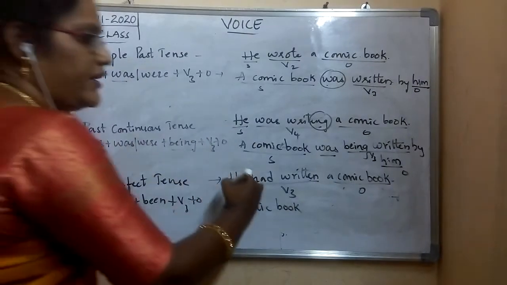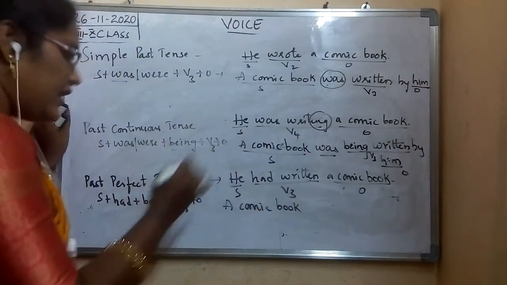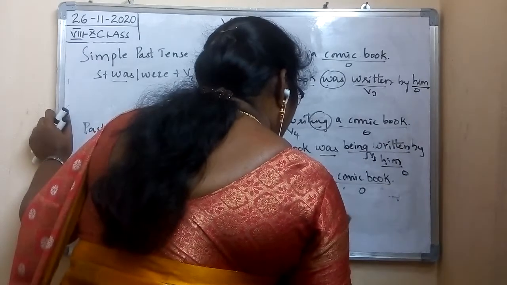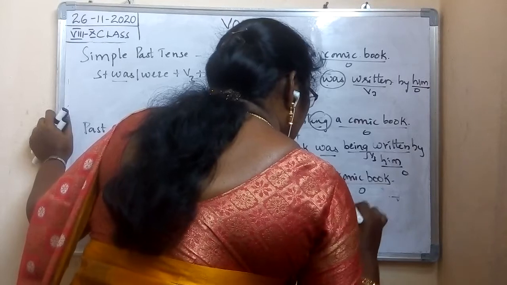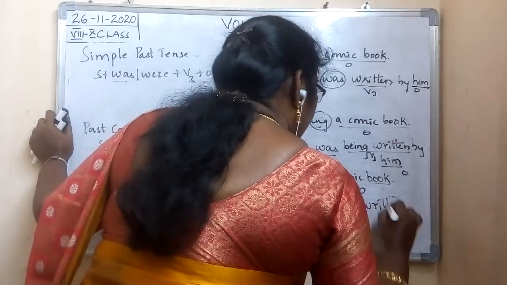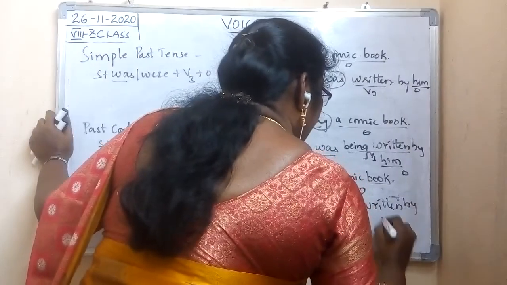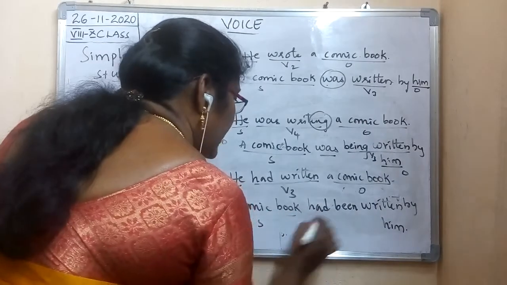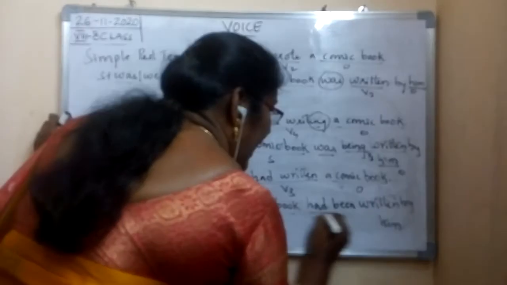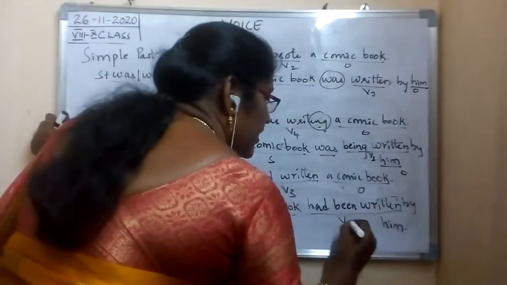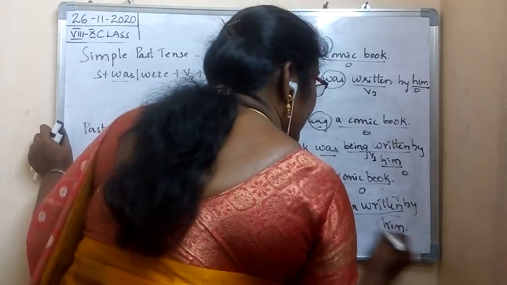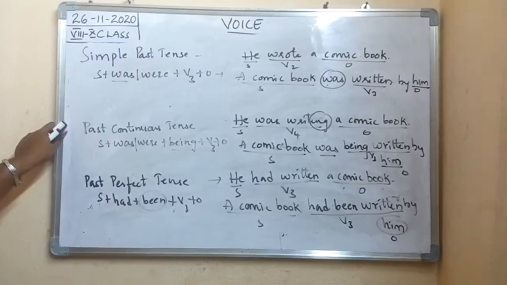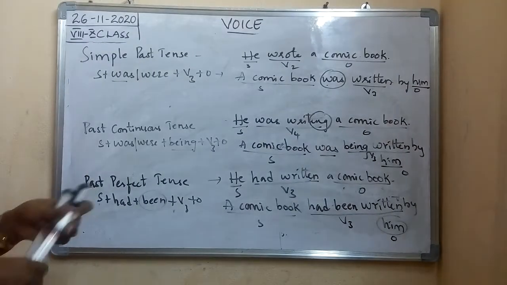What must I write? Already had written is there. In between that, what should be added? The word being. Okay, so a comic book had been written by him. Now see, subject. Then here, had been written is what? V3 form. And by preposition is there. And this is what? Object. Is it clear, everyone? In that way we will change.